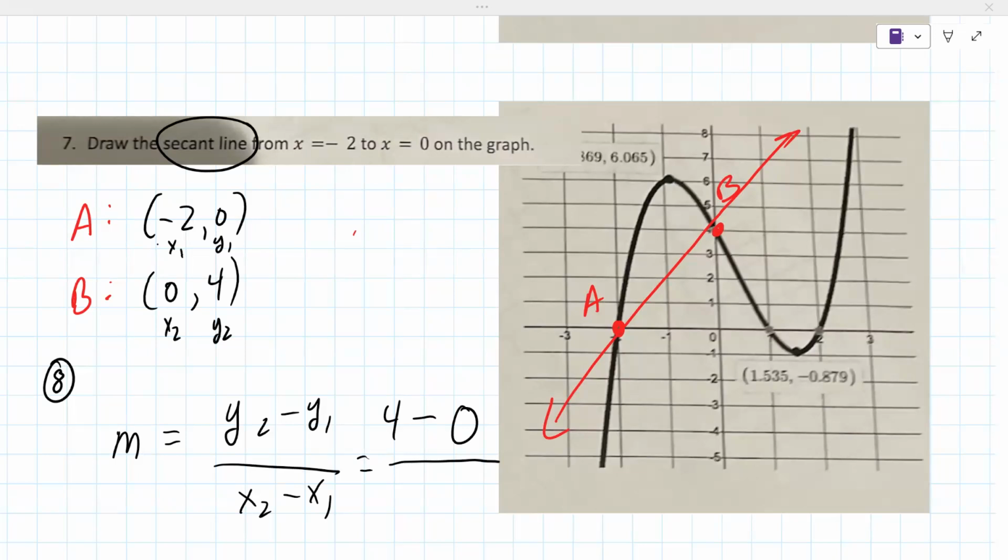Zero. No, it is not zero. What number is x two? X two is zero. Okay. What is x one? X one is another zero. Are you even looking at my screen? Yes. I didn't put x one under zero. Negative two. Okay. Can you try to simplify that in the next 11 minutes?